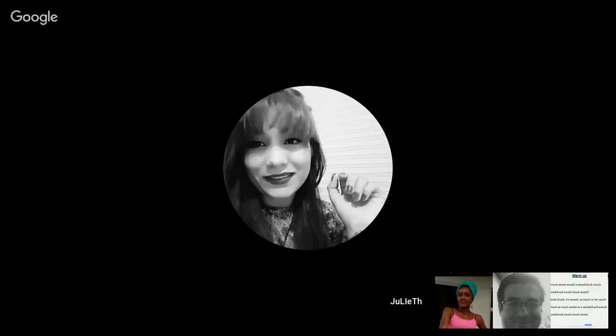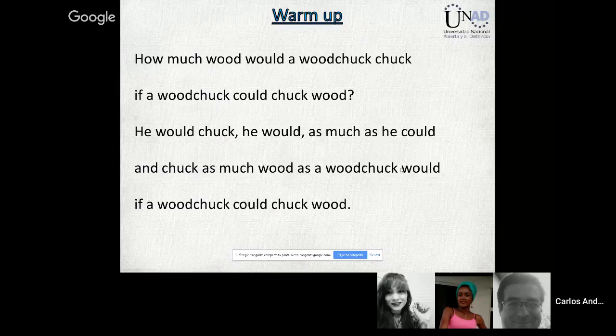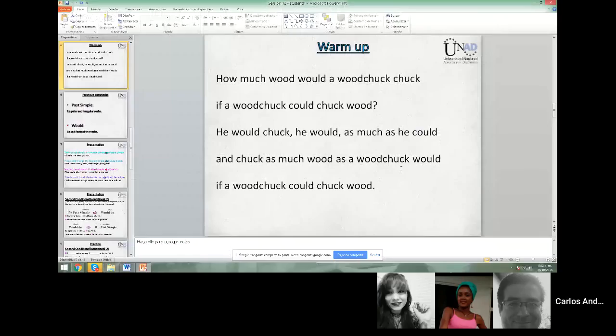If a woodchuck could chuck wood. That is perfect. If a woodchuck could chuck wood. So guys, I brought you this particular tongue twister because today we are going to be very involved with the verb would. So I wanted to check your pronunciation basically.